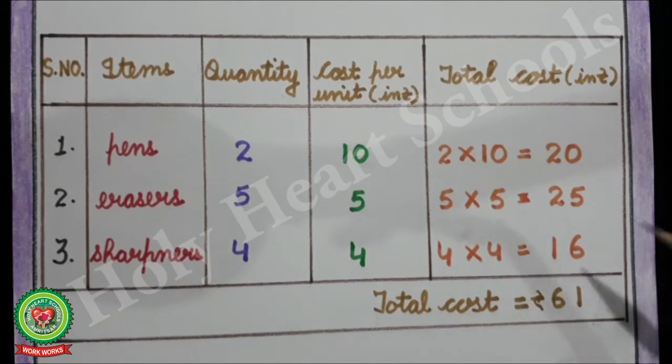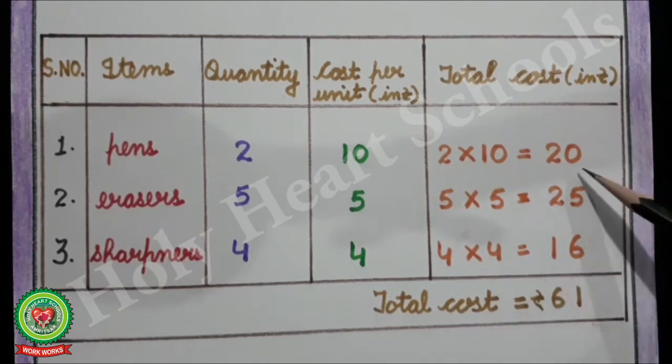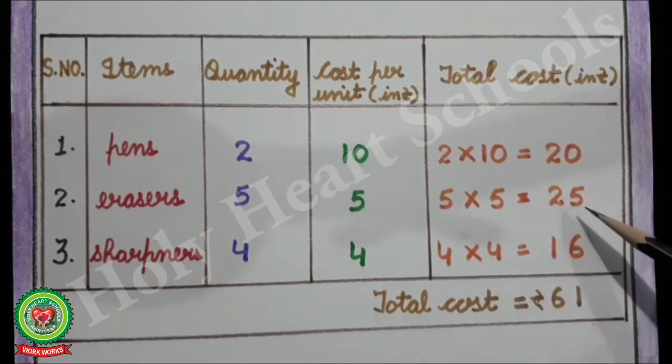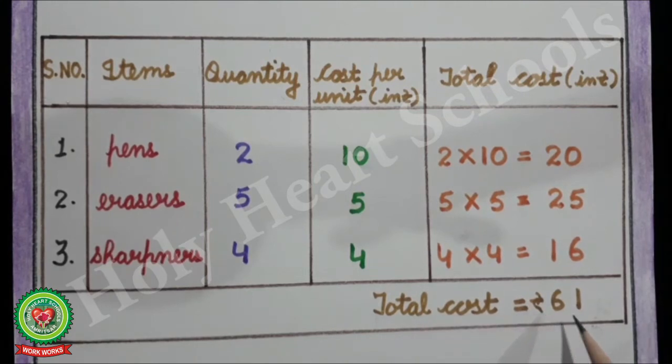Then you have to add all these amounts which you have to pay. So 20 plus 25 plus 16 will give you 61. You have to pay the amount in rupees. So write down rupees 61. So total cost is equal to rupees 61.